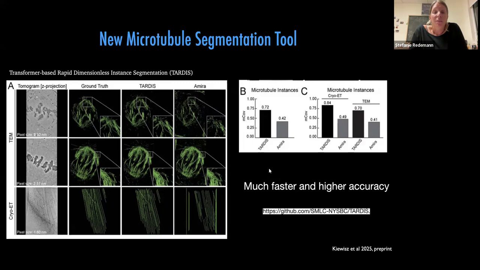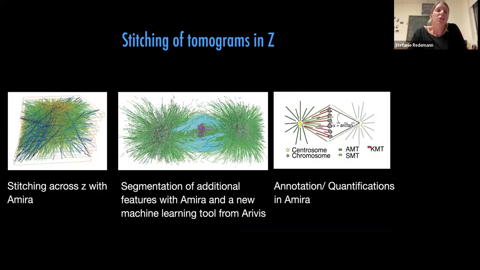Okay, so once we have segmented the microtubules in every individual tomogram, we actually use Amira again to stitch these individual tomograms in Z. So you can see this here. These little blocks are tomograms, and these lines are just to highlight microtubules that are stitched across the Z direction now. And this really enables us to get a complete three-dimensional reconstruction of a spindle.